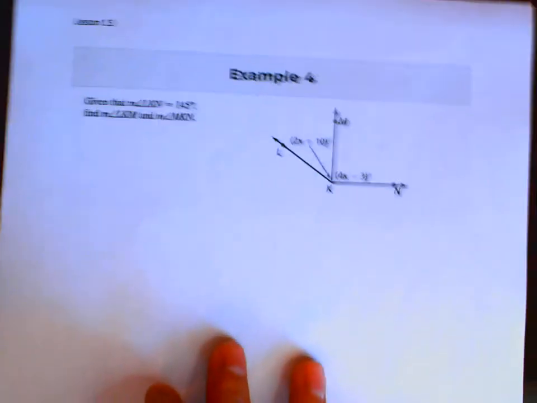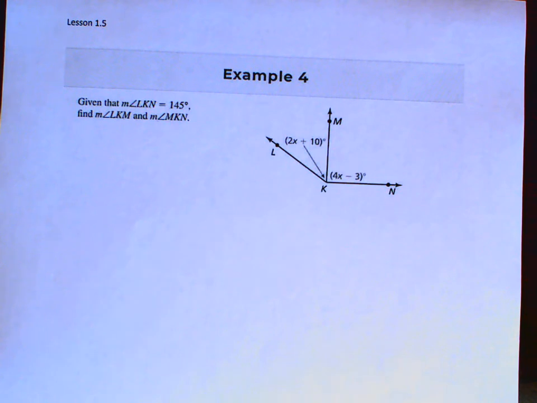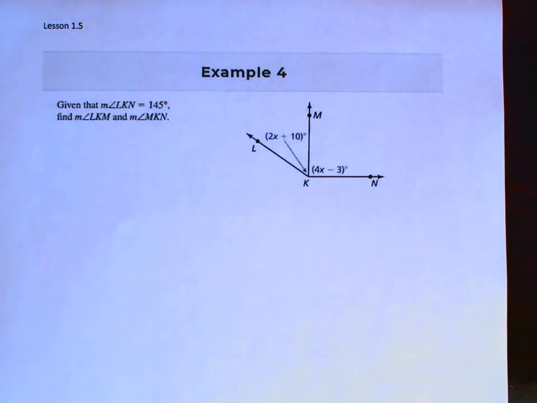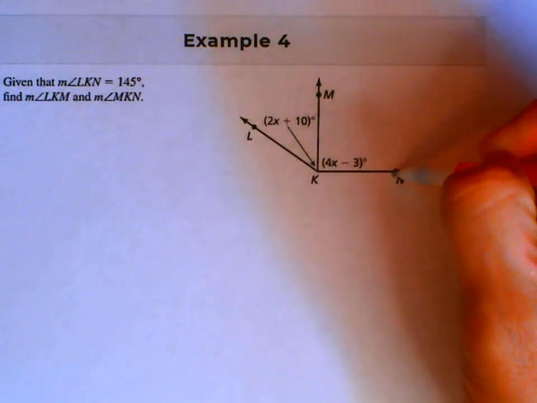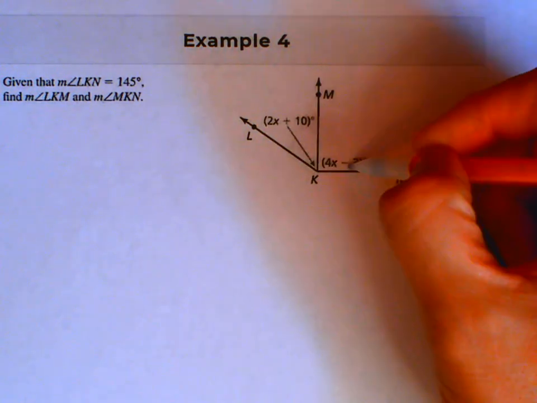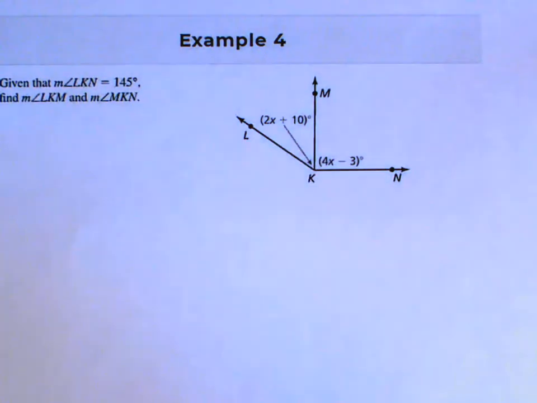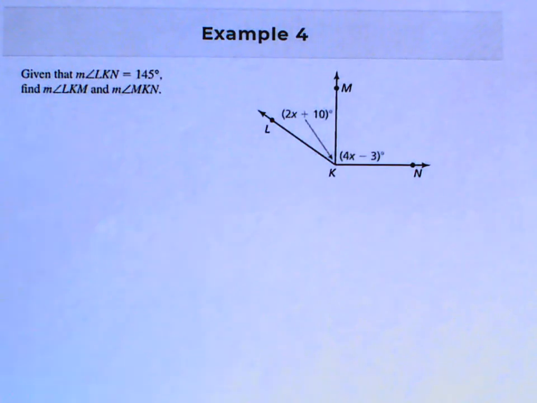Let's look at example 4. Okay. Now it says, given that the measure of angle LKN is 145, find the measure of angle LKM and MKN. All right, so let's see here. LKN, the whole thing is 145. Okay, now the sum of these two has to equal 145. Once we figure out what the value of x is going to be, we're going to go back and substitute it in both of the expressions so that we can figure out what each angle is going to be.